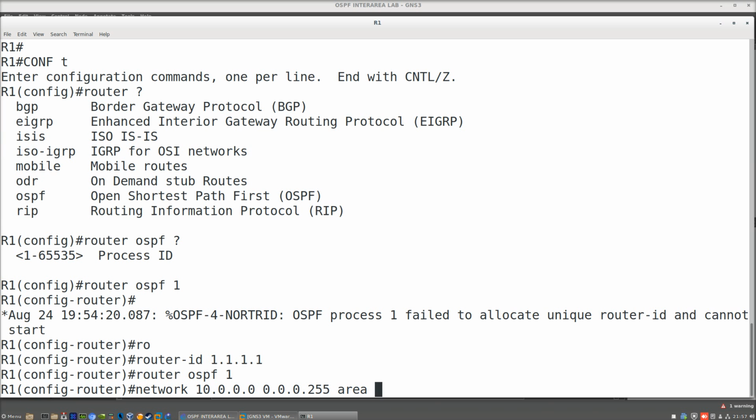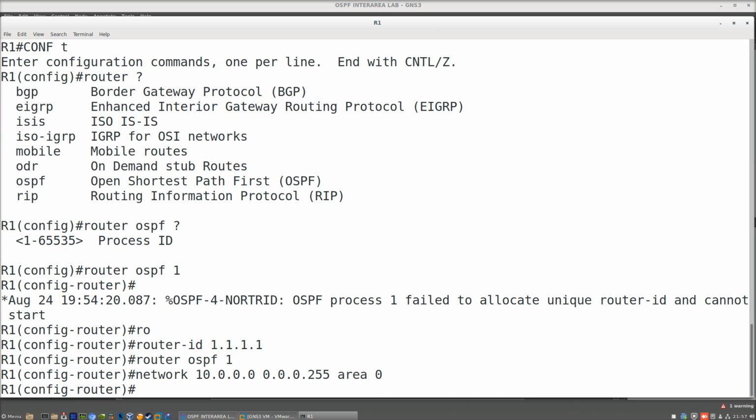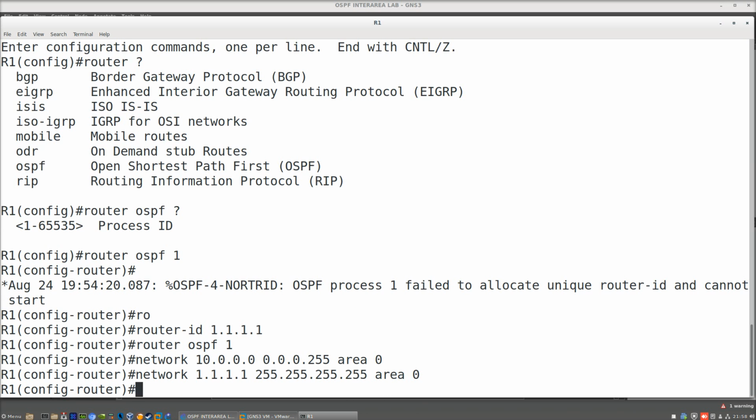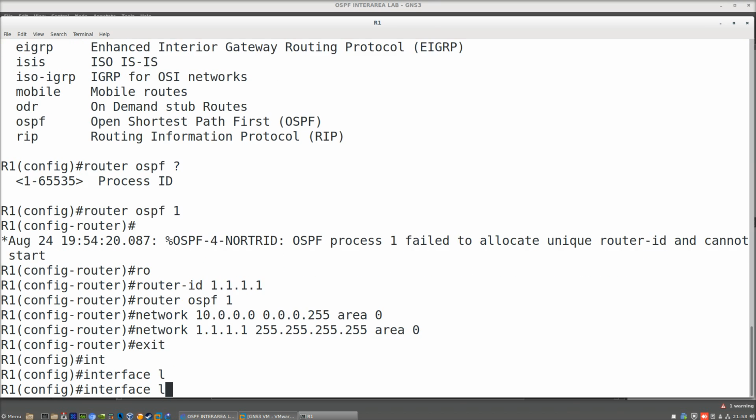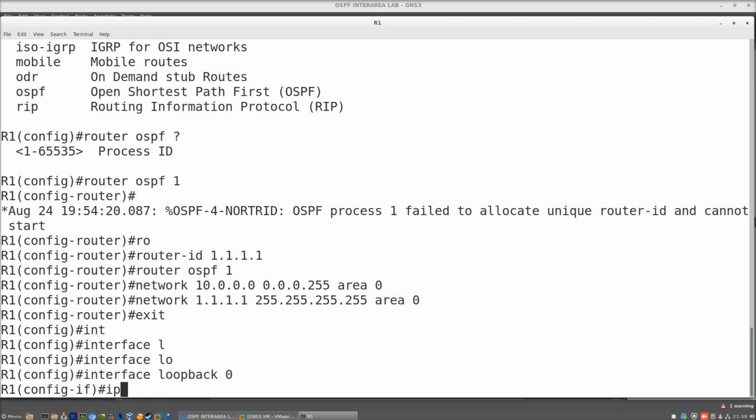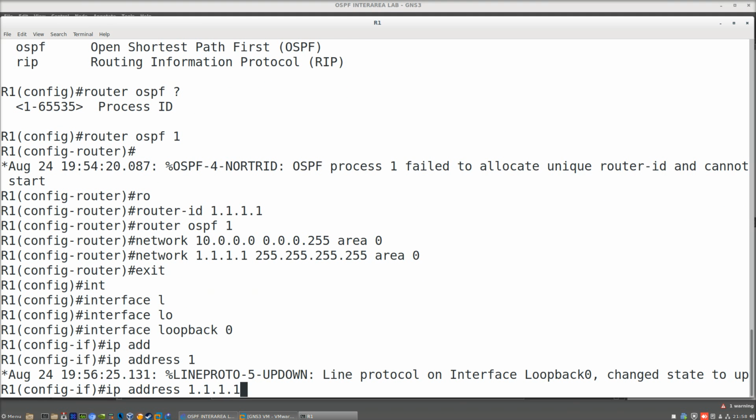As we know, OSPF, in order to work, needs areas. It's based on areas, so area 0, and again network 1.1.1.1, and this wildcard mask is for a 32-bit, so area 0. This is the loopback interface network, and let's configure the IPs. Interface loopback 0, 1.1.1.1, 255.255.255.255.